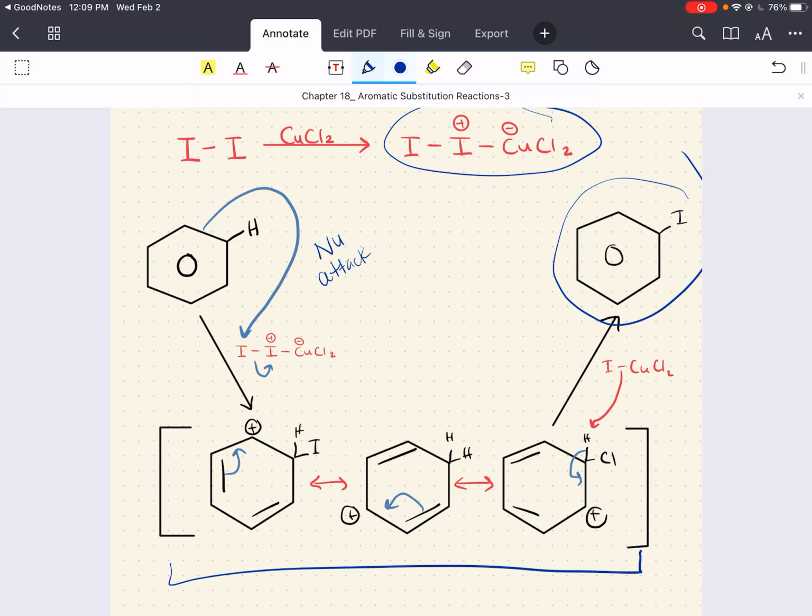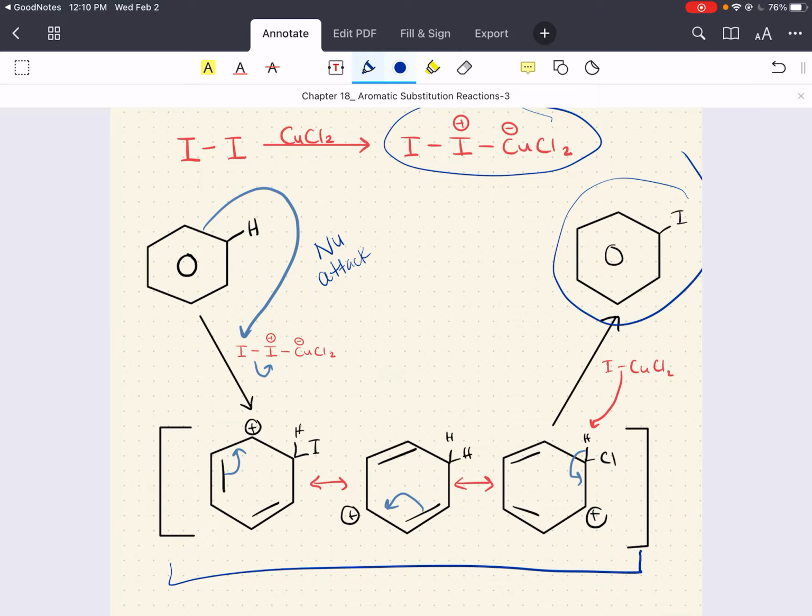Now, most Organic 2 classes require that you become not only familiar with the reaction mechanisms for these aromatic electrophilic substitution reactions, but that you memorize the mechanisms as well. So if that is something your professor requires, make sure you learn and memorize these reactions by drawing them over and over again. That's usually the best way to learn, as well as doing practice problems. And we're going to get to several practice problems here in a little bit.